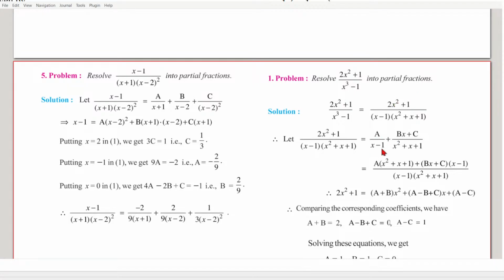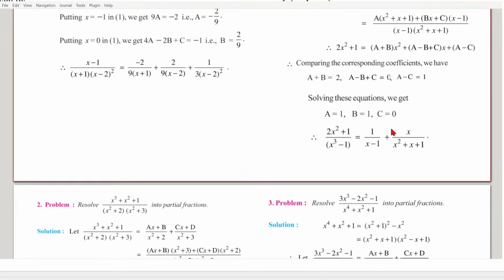Now what does this mean? We will write it as a by x minus 1, plus for this, it should be bx plus c by x square plus x plus 1. Again, you will compare coefficients: a into this one plus bx plus c into this one, and compare coefficients, and you will figure out what is a, what is b, what is c.